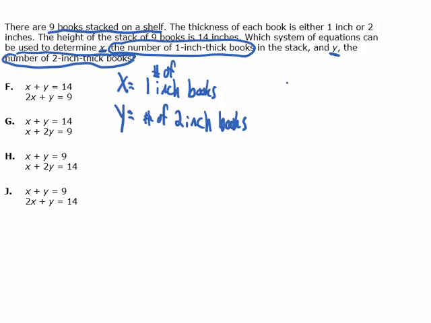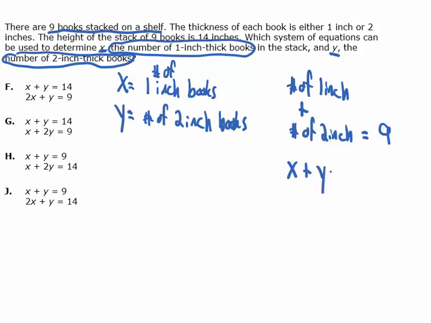Okay, let's split this up in words first. So we know there are the number of 1-inch books plus the number of 2-inch books has to be equal to a total of 9 books. Well, the number of 1-inch books is x, plus the number of 2-inch books is y, has to be equal to a total of 9 books. So x plus y must be equal to 9. So we have our first equation.